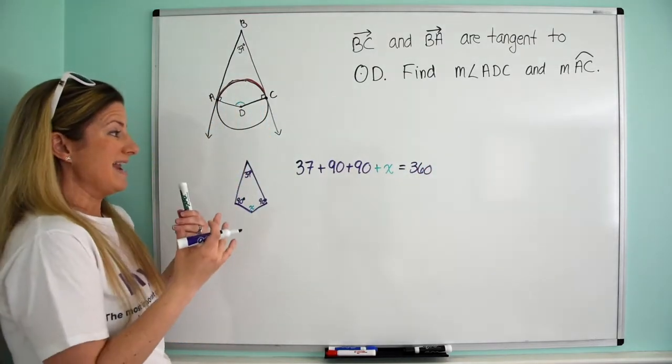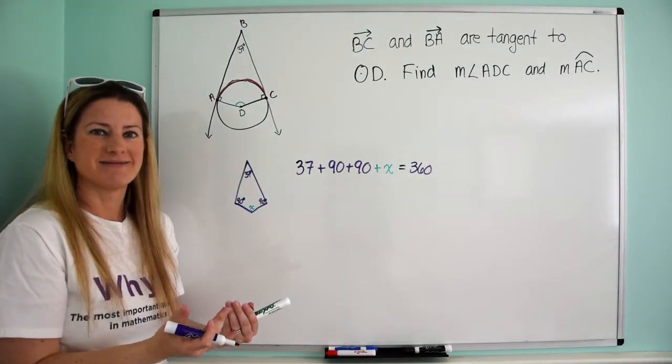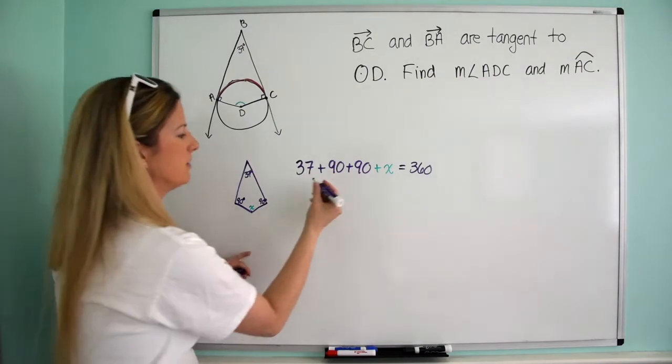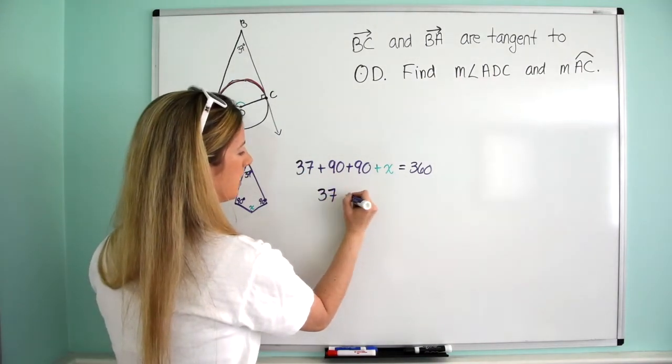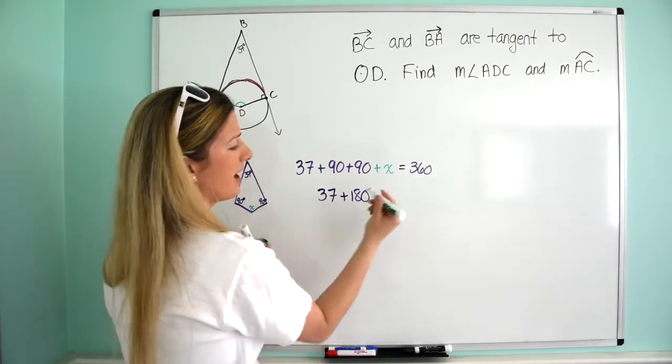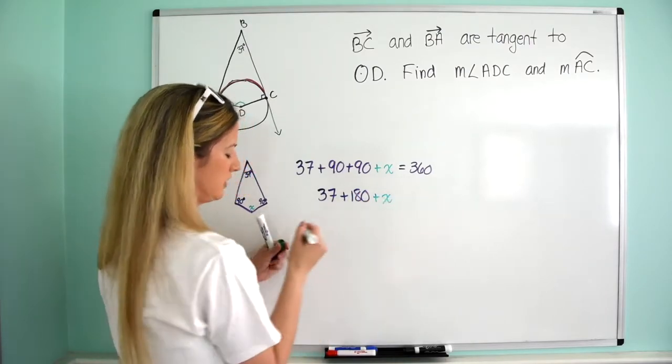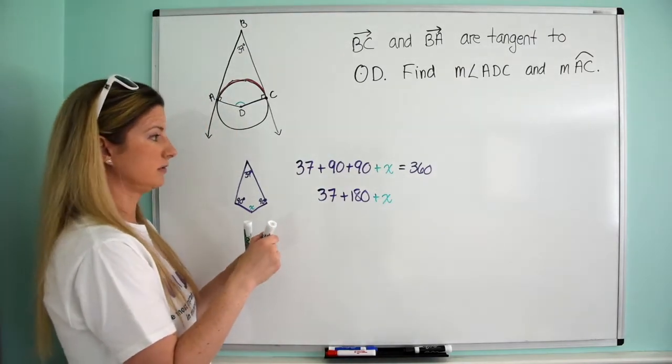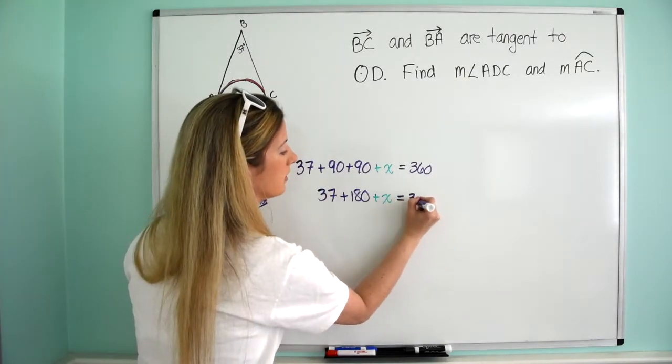Now is it super easy to solve for X? Absolutely, okay? I'm going to do this in kind of an interesting way because I'm not using a calculator. So I'm going to say that it's 37 plus 180, and you're going to see why. Again, you have your own way that you solve. I am not going to tell you you need to do it one way or another way. If you want to use a calculator, you go for it.